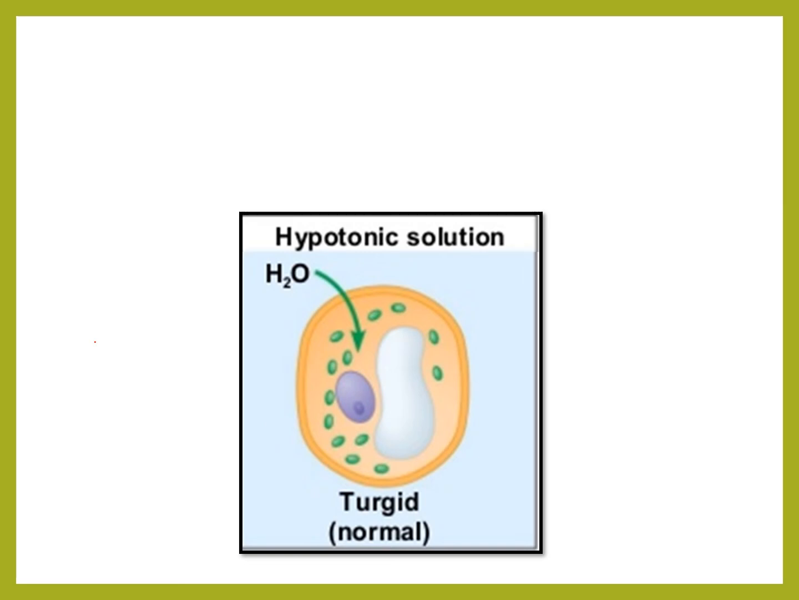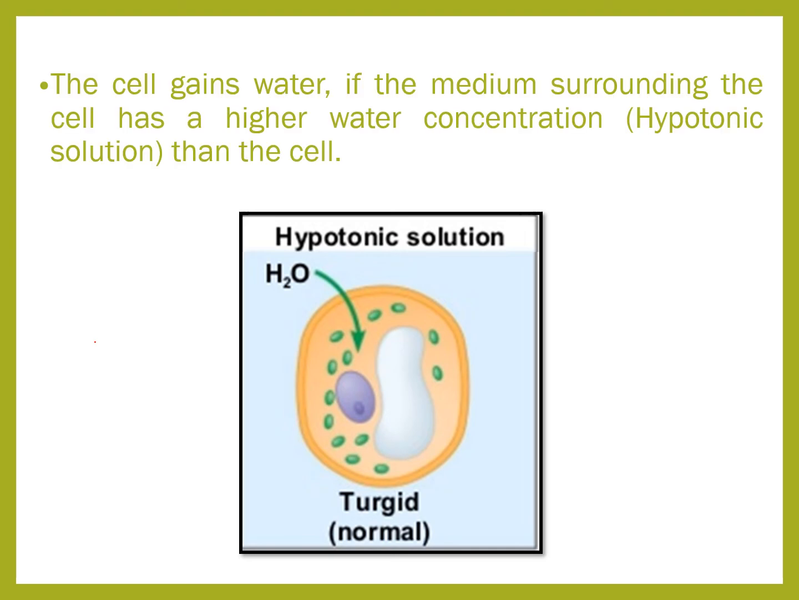Suppose you place a cell in a hypotonic solution. What is a hypotonic solution? If you see our previous slide, the side where water is less is hypertonic, and the side, that is the A side, where water was more, is hypotonic.